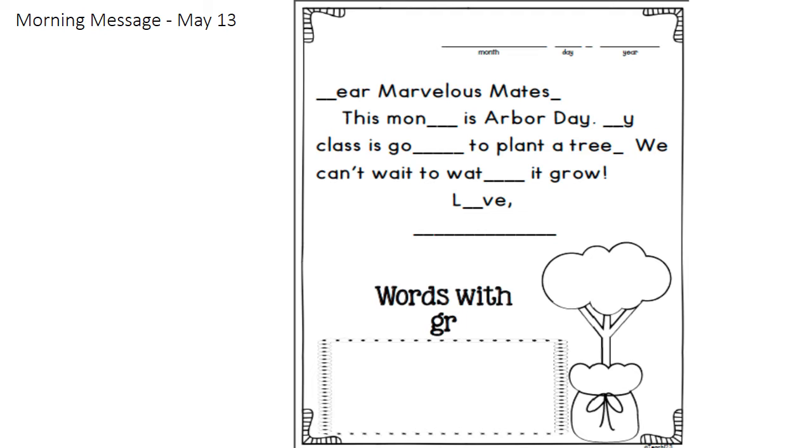Now, when you're done fixing up that letter, in the box below, I want you to write some words that have the GR blend in them. Remember, when GR are together, they make one sound, gur. I might write the word grapes, for example, because grapes begins with that gur sound made by the GR blend. See if you can come up with some other words with the GR blend and write them in that box below.